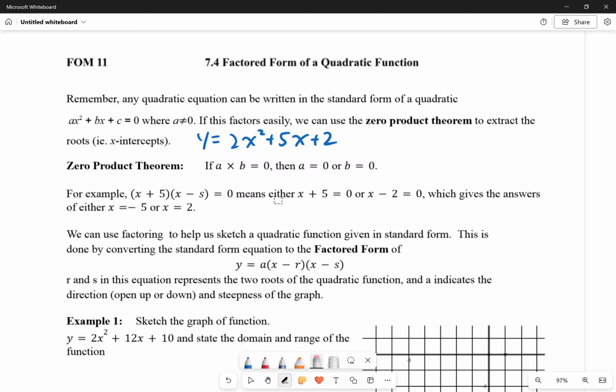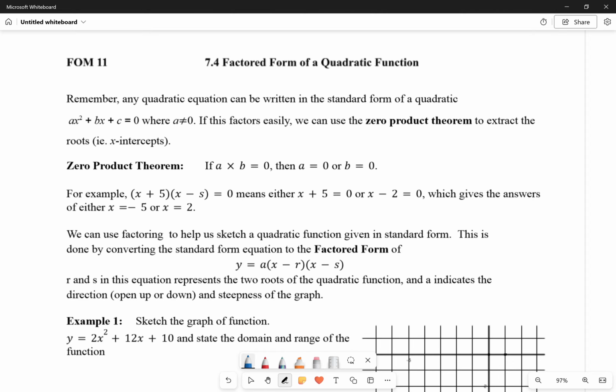Function or equation, for the purposes of our class, it doesn't really matter. We're not that concerned with the wording. We're just saying that it's a quadratic and that we can solve them.